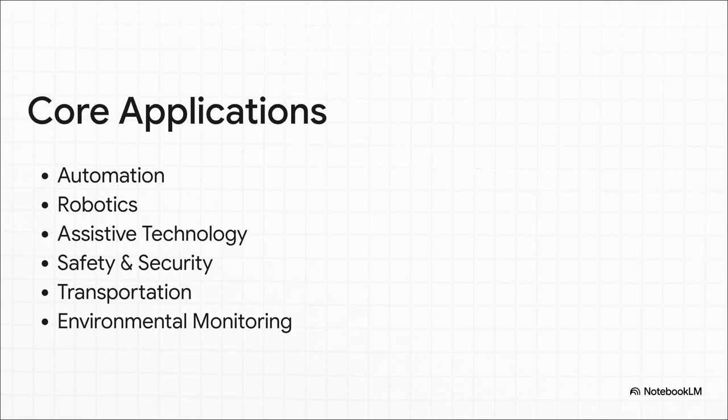And look, this isn't some tiny niche field. This stuff is literally everywhere. We're talking about industrial automation, advanced robotics, incredible assistive technology that changes lives, safety and security systems, the entire future of transportation, and even how we monitor our environment. Mechatronics is kind of the invisible brain and nervous system behind so much of our modern tech.